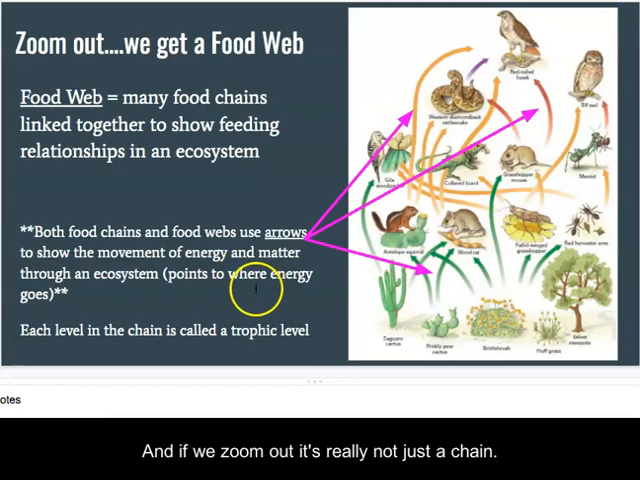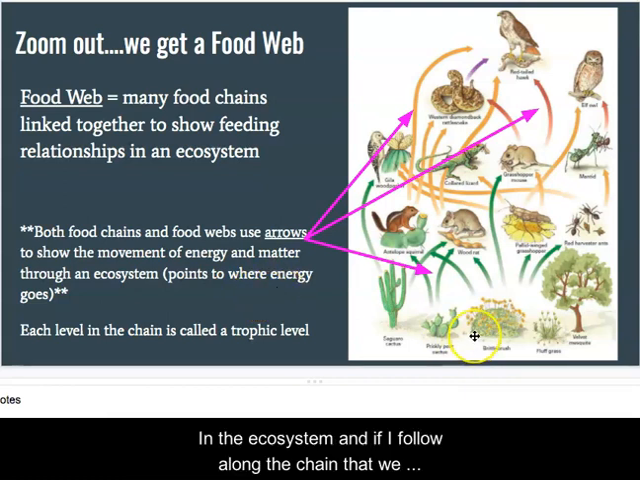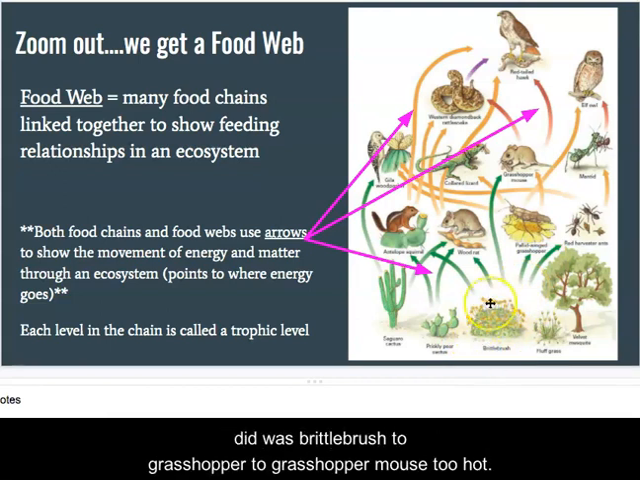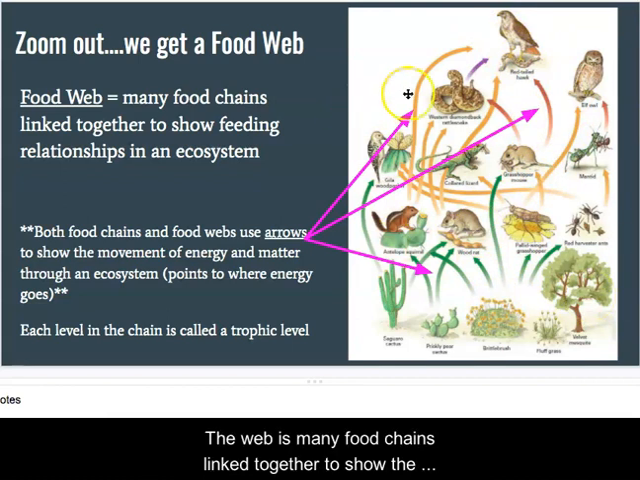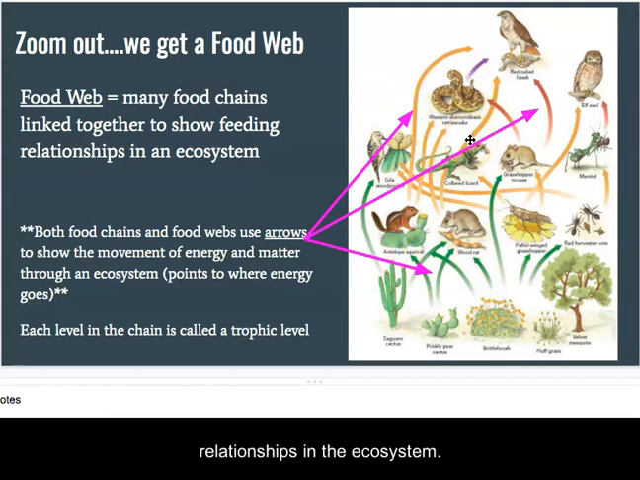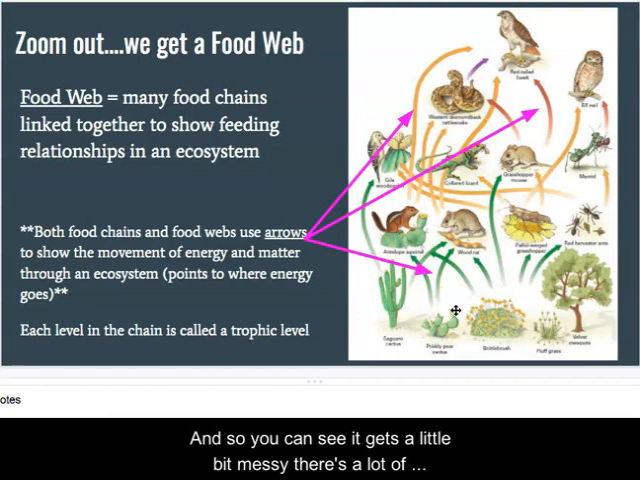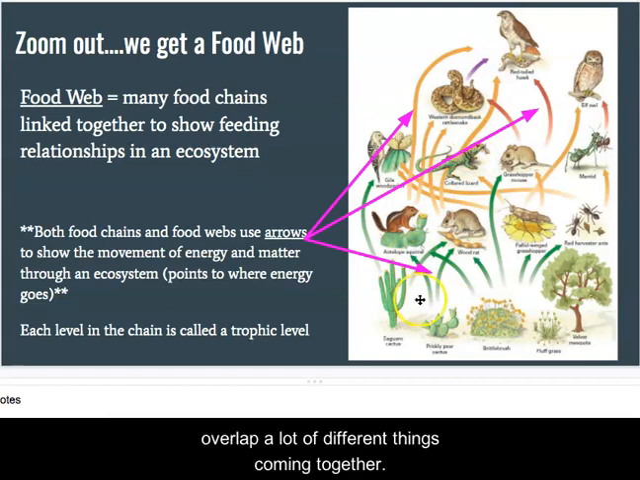And if we zoom out, it's really not just a chain in the ecosystem. If I follow along, the chain that we did was brittlebrush to grasshopper mouse to hawk. So that is one chain in this much larger web. The web is many food chains linked together to show the relationships in the ecosystem. And so you can see it gets a little bit messy. There's a lot of overlap, a lot of different things coming together.